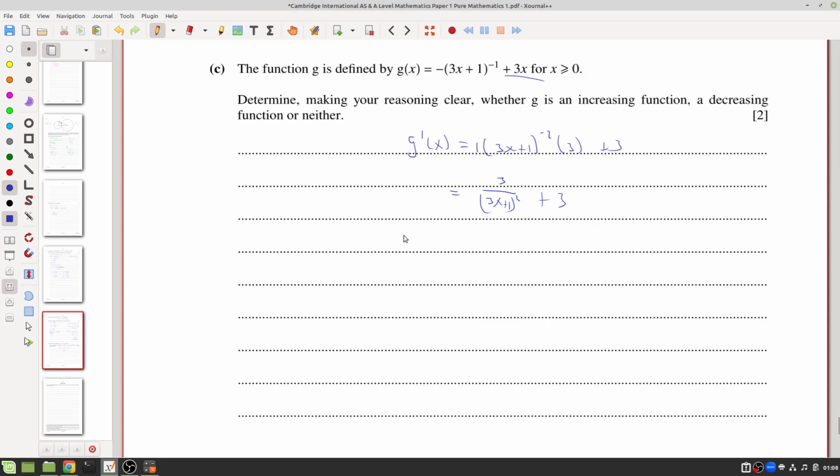Now, what can we see here? Well, we can see 3x plus 1 squared is always going to be positive, right? Because x has to be bigger than 0, so if you put anything bigger than 0 in here, and anything squared has to be positive. So if that's positive, then that implies that some positive value divided by a positive value will be positive. And that implies that a value that's positive plus another positive value will also be positive. So the gradient is always positive, which means we have an increasing function. Increasing function.